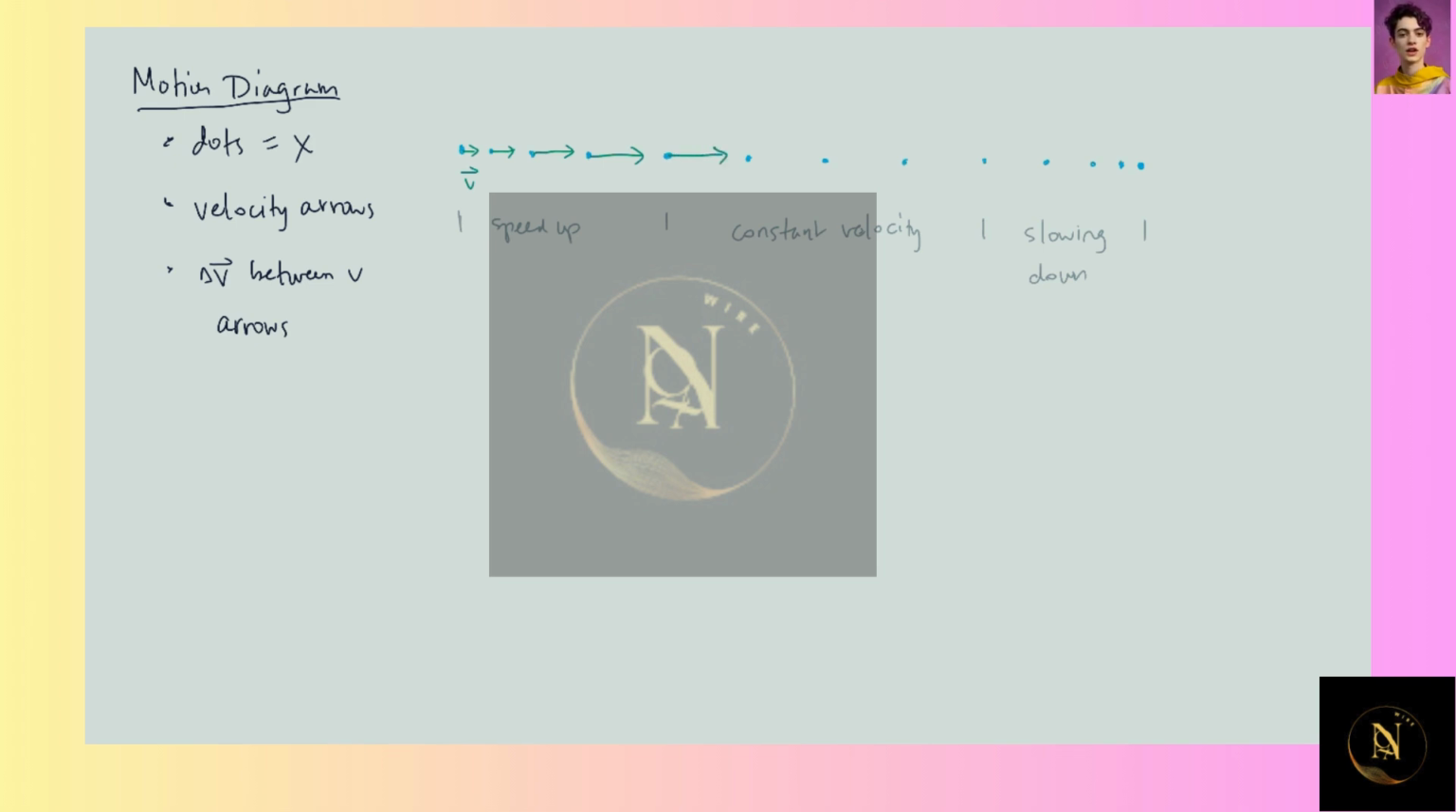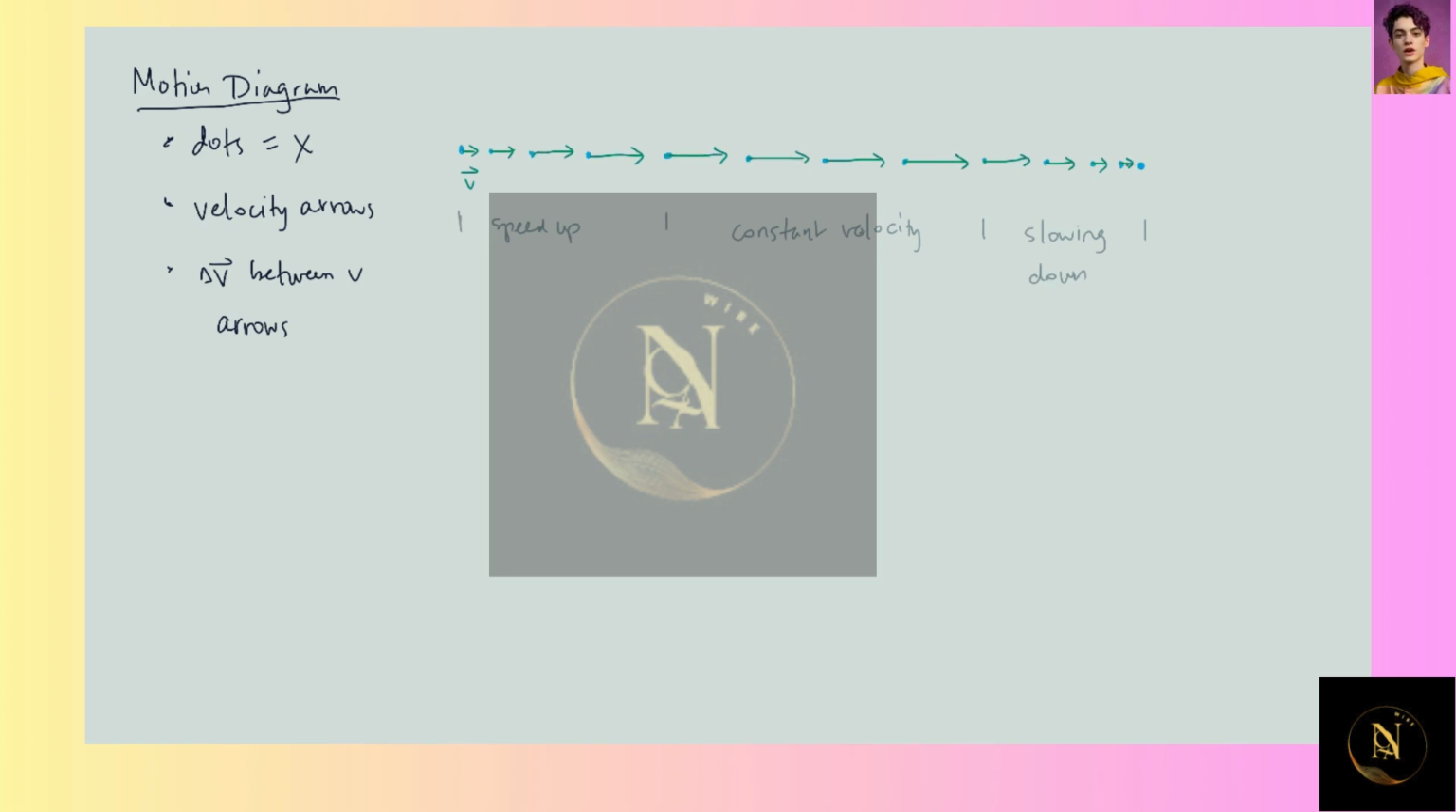Our velocity arrows have the same length when we have constant velocity. And then our velocity arrows decrease in length when we're slowing down, when we have a decreasing velocity. I have a little bit of trouble drawing that chevron, and then this last one's going to be super tiny because our final one is 0 velocity. So it's not going to change.